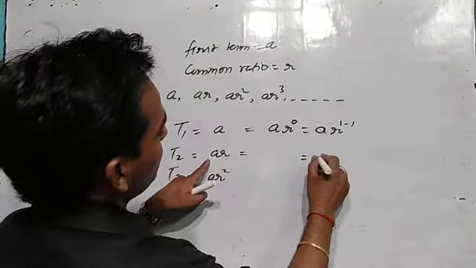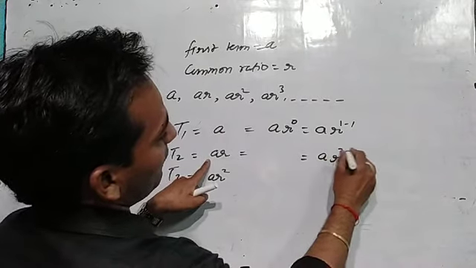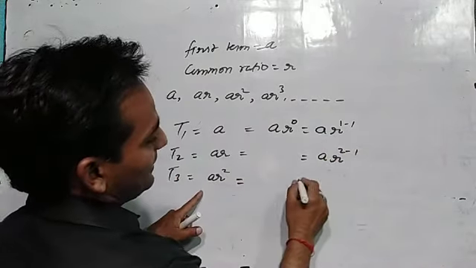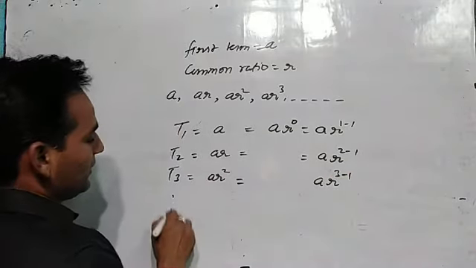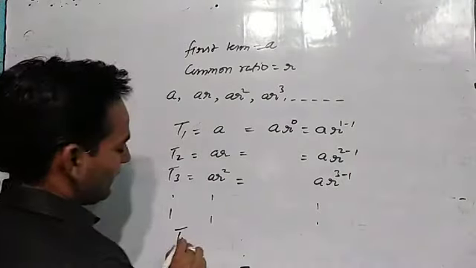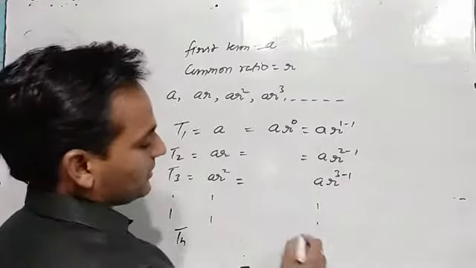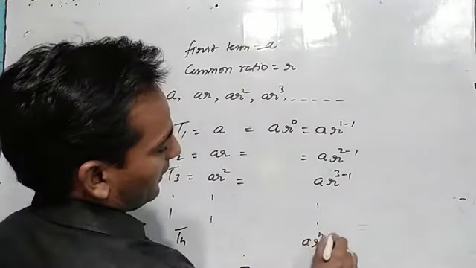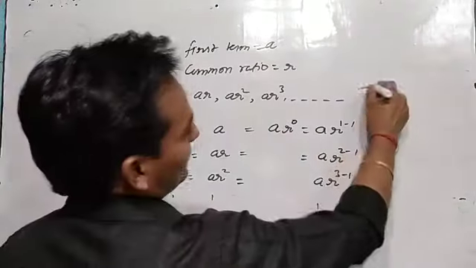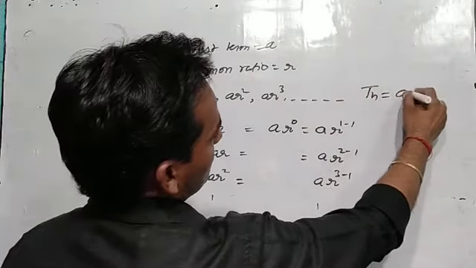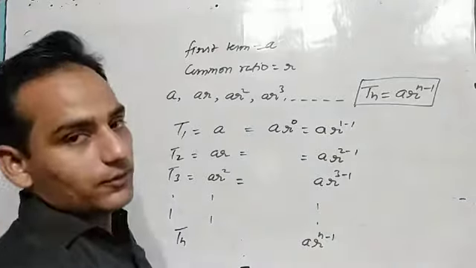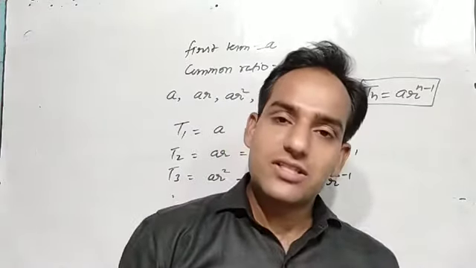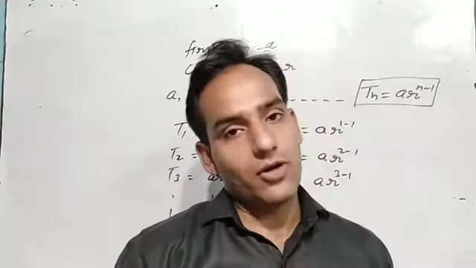If we have AR, so this AR can be written as AR power 2 minus 1. This can be written as AR power 3 minus 1. So in such a way, if we go through Tn, that is nth term of this series, we will get AR power n minus 1. Okay, so nth term of a GP series is AR power n minus 1. So this is the formula for the series which is in GP, and to find the nth term of that series.